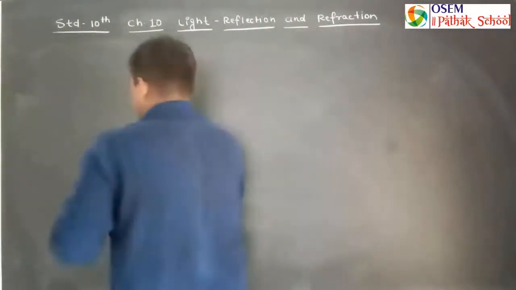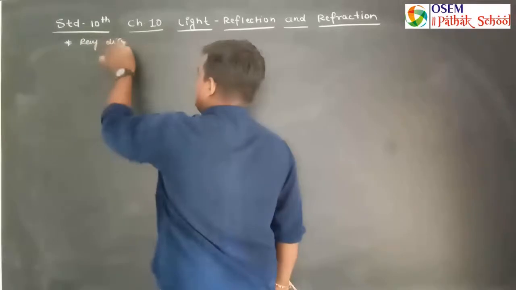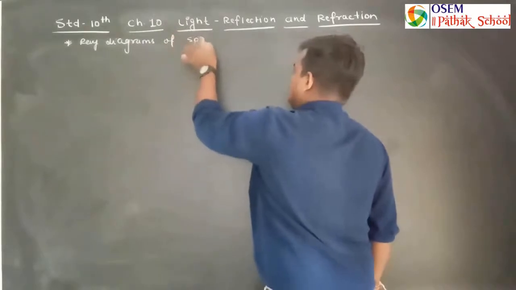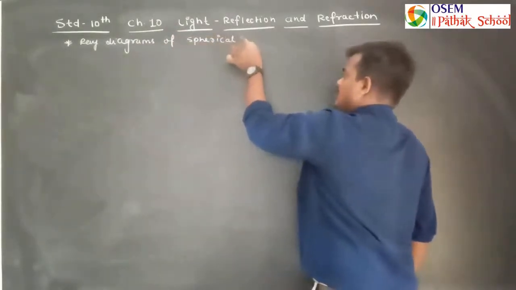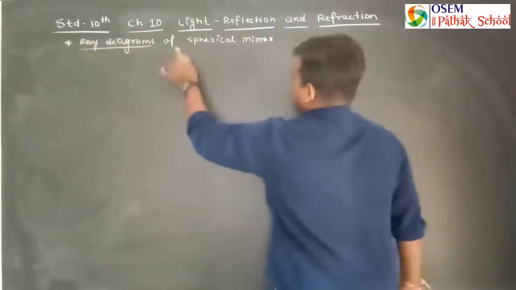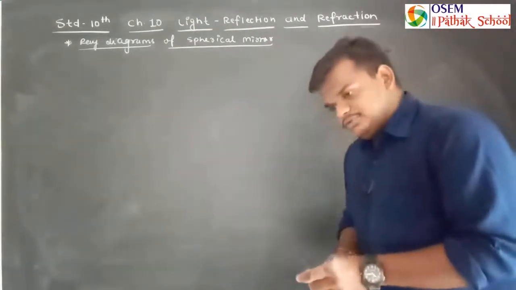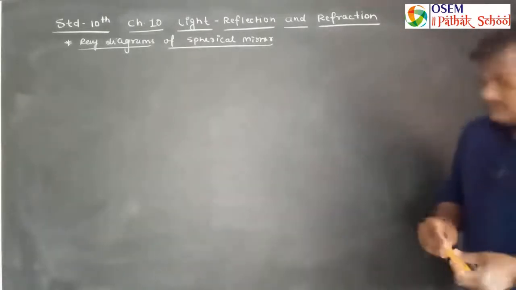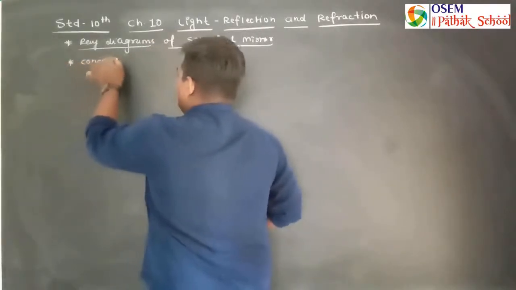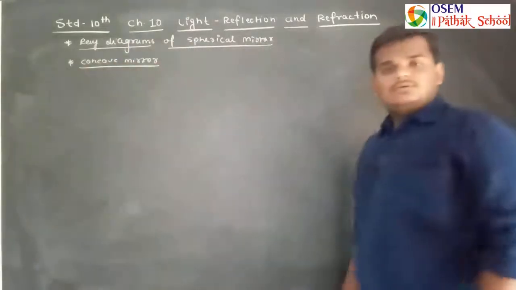Now we are going to learn about the ray diagrams of spherical mirrors. We know that there are 2 types of spherical mirrors, concave and convex. Firstly we will learn about the concave mirror, the image formed by a concave mirror.